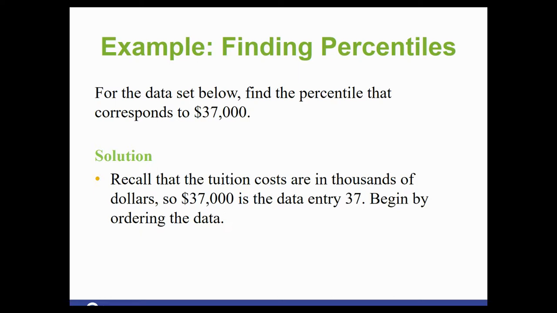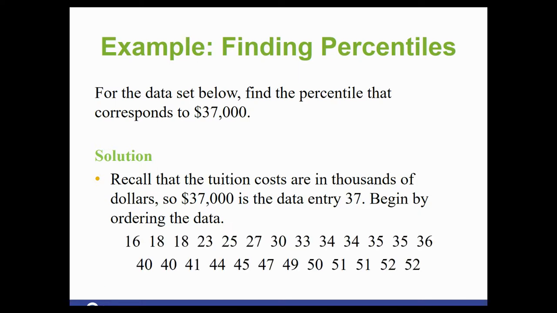This is coming from a word problem out of the textbook that has tuition costs in thousands of dollars. So instead of 37,000, they just switched the number to 37. So all of these, even though they're two digits, technically are representing thousands of dollars. So they went ahead and put the data in order for you. Again, you could put it in order by hand, or you could use your calculator to sort it.